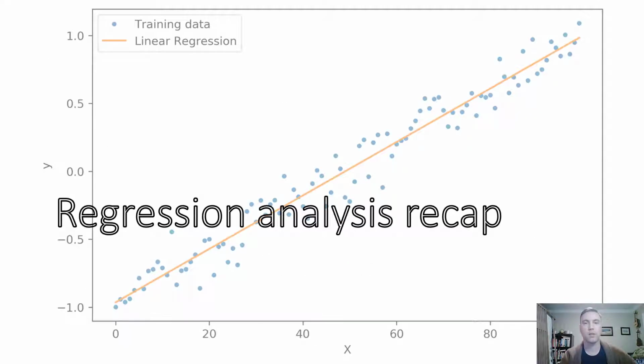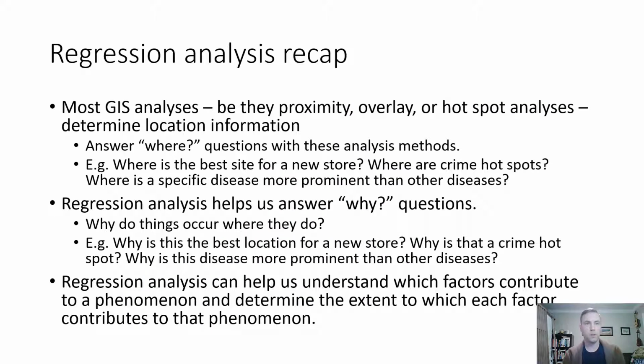So a quick regression analysis recap from last week. As I mentioned last week, most GIS analyses deal with where questions. Where are features on the landscape? Where are phenomena occurring? Okay, so analysis techniques such as proximity, overlay, even hotspot analysis, those determine locations of features and phenomena, whereas regression is asking why.